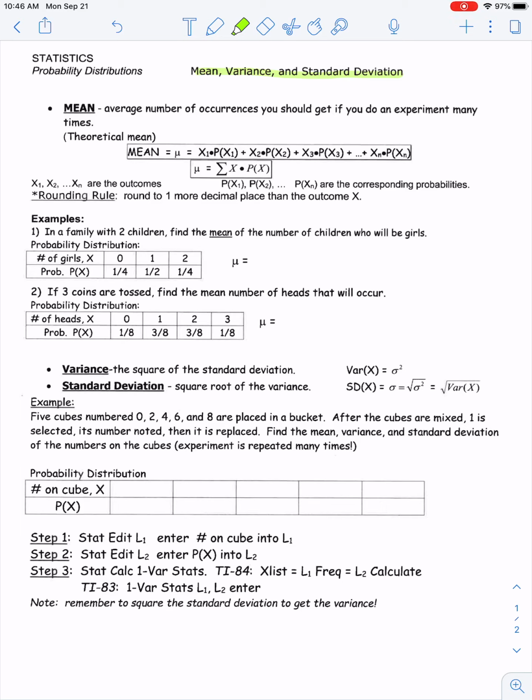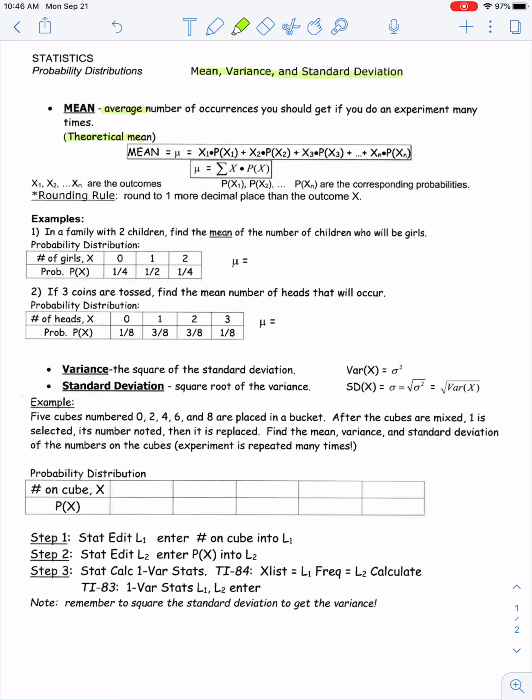So the mean, as you know, is an average. The average number of occurrences you should get if you do an experiment many times. That's called the theoretical mean. So you're not doing an experiment. It's actually what it should be if you do something lots.